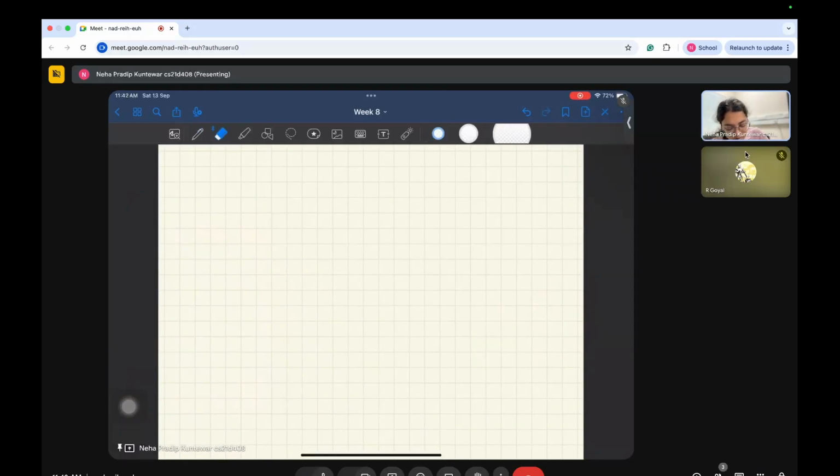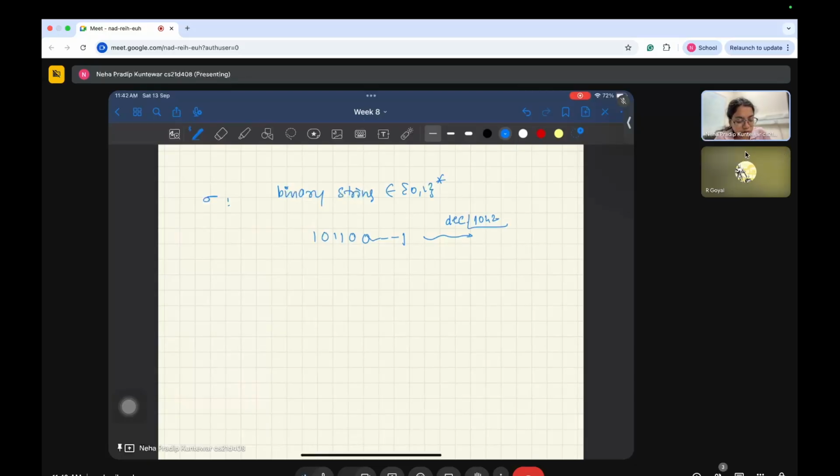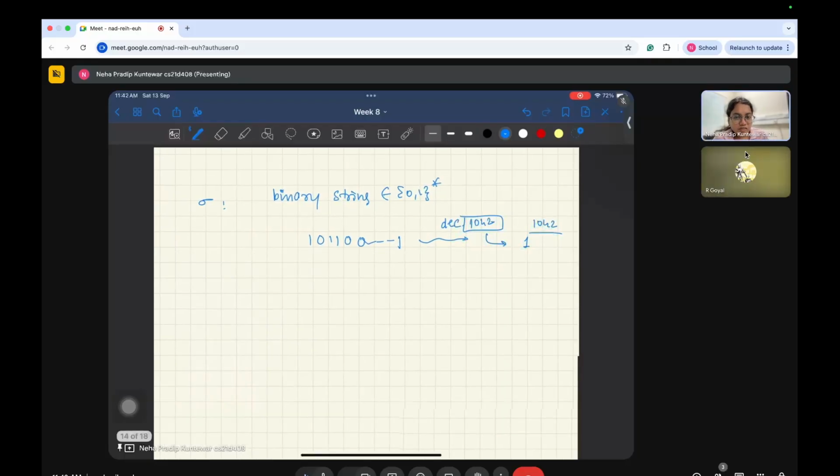Let's say my bijection function is very simple. The input to it is a binary string in {0,1}*. So let's say it is 101100 something. What I'm going to do is find its decimal value. Let's say its decimal value is 1042. Now I can write this as 1 to the 1042. There's only one small catch here.